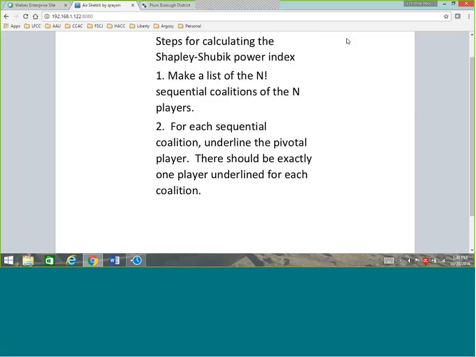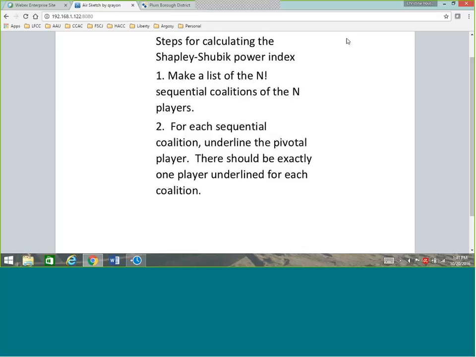A great place to get the list is to look either in the book or in the "Help me solve this" or "View an example" in the math homework. It lists all 6 sequential coalitions for 3 players, and all 24 sequential coalitions for 4 players. So you do not have to generate this list on your own. You just copy it from somewhere and reuse it, okay?